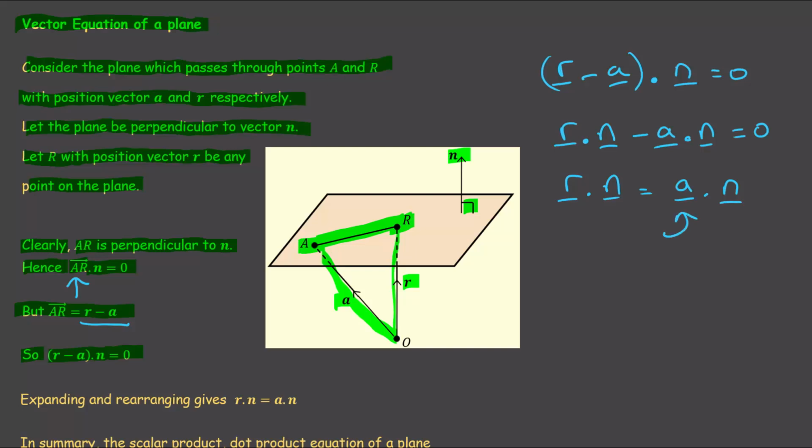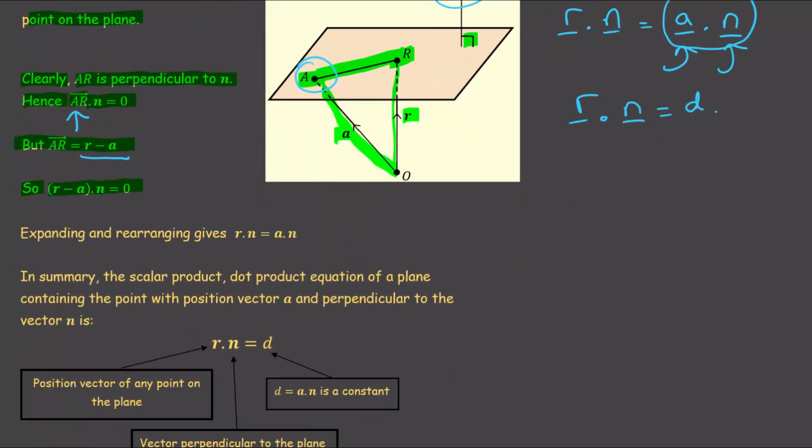But A is a known point on the plane. N is a known vector which is perpendicular to the plane. And so when we evaluate this, it's just a number. And we often write that as small d, so we have R dot N is equal to D. We'll arrive at that over here very shortly. So expanding and rearranging gives R dot N is A dot N.